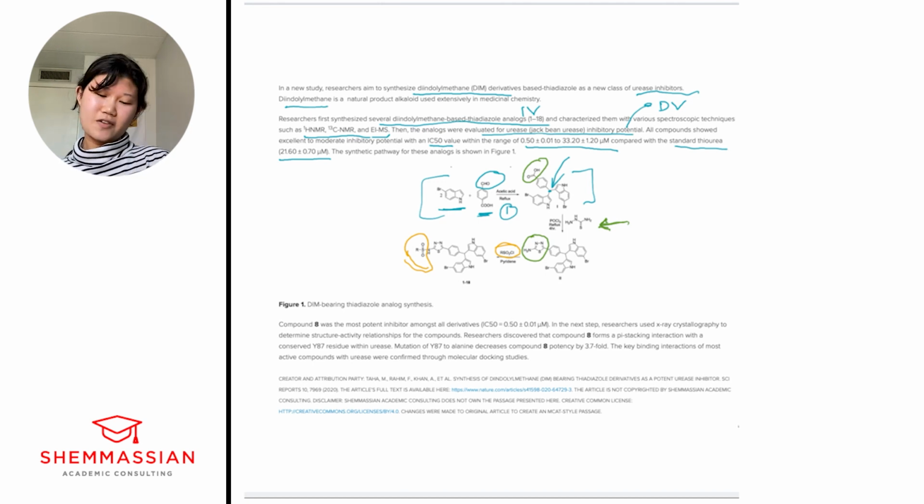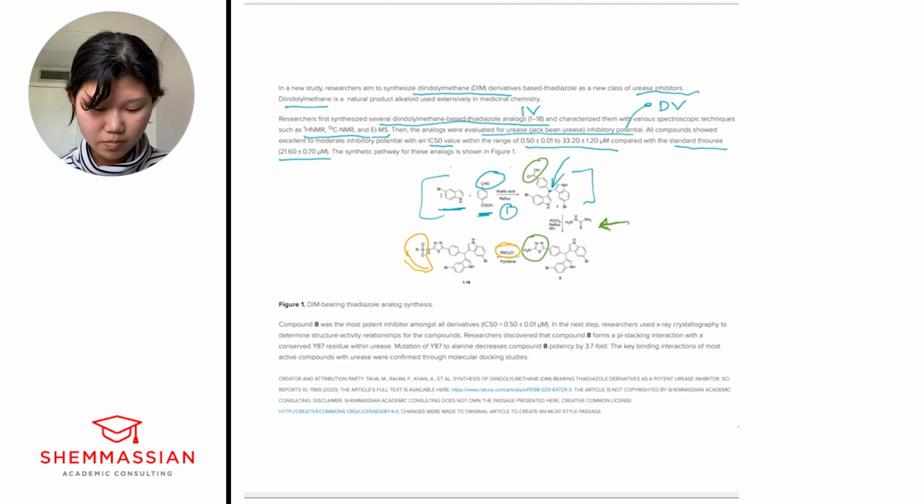So I just have a bird's eye view of the synthesis. Again, not entirely sure what the mechanism might be, but that's okay. And sometimes the questions don't even ask about the figure, but if they do, you can always come back to it. So now onto the third paragraph.